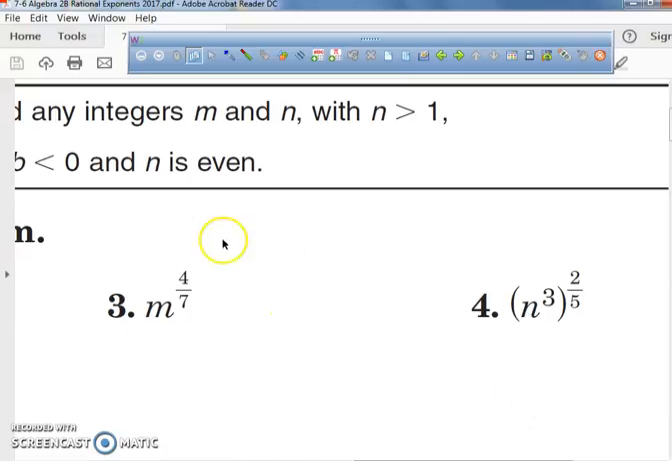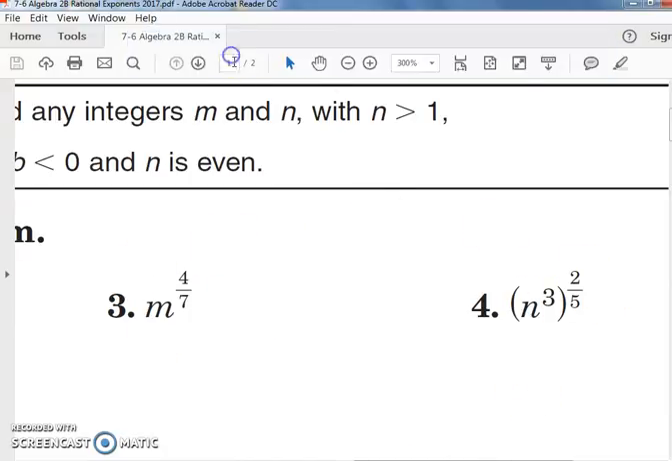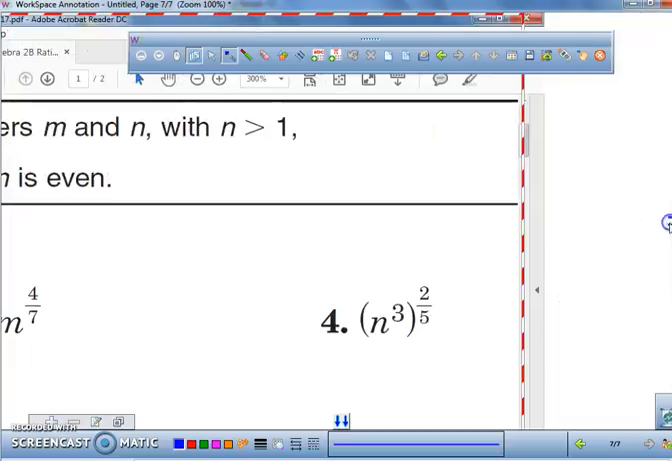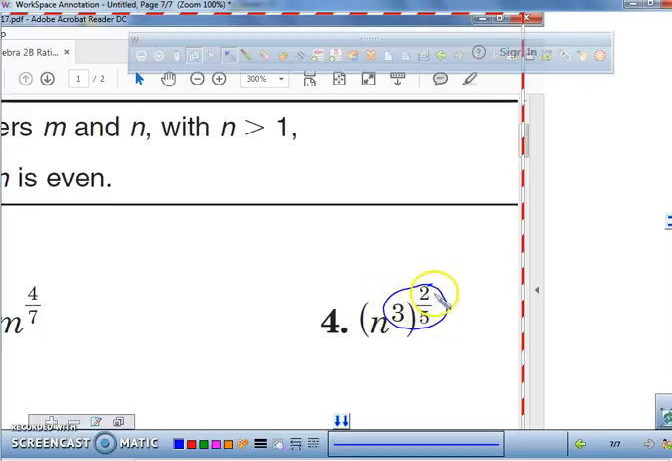Okay. I think you guys can do number 3. Let's go ahead and look at number 4 right now. Number 4, this right here is called a power of a power. All right? Whenever you have a power to a power, what do you do with those? You don't add them, you multiply.